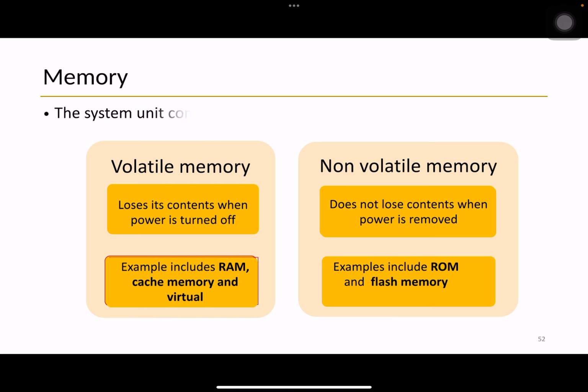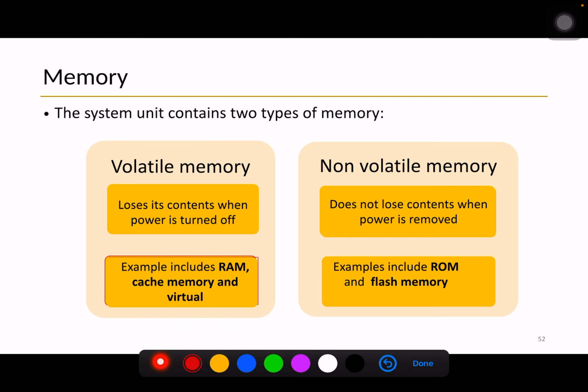Okay, so there are 2 types of memory, volatile and non-volatile. So yang volatile means it loses the data or the content when the power is off. Okay, contohnya yang volatile adalah RAM, cache memory and virtual memory. So these are the memory that will lose the content whenever there is no power. Okay, power apa? Electrical power lah.